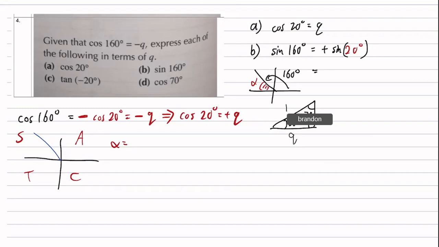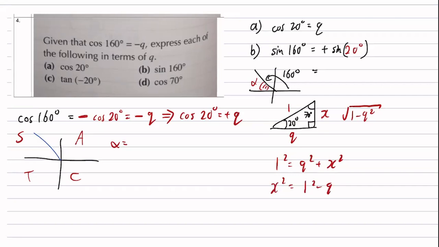And then the other length here will be square root of, wait, I mean 1 minus Q square. Yes, just be careful. Hypotenuse square minus the adjacent square. Great. If you are confused by how to derive this, let's just call it x. So 1 square equals Q square plus x square. Make x square the subject, you get 1 square minus Q square. Solve for x, you get square root of 1 minus Q square. 1 square is just 1.